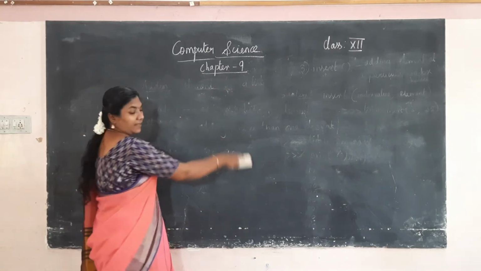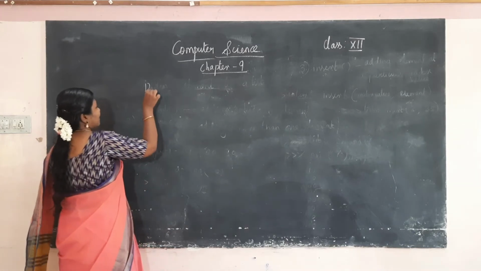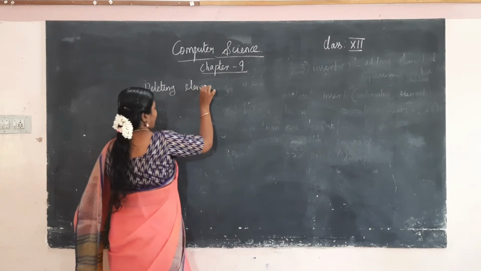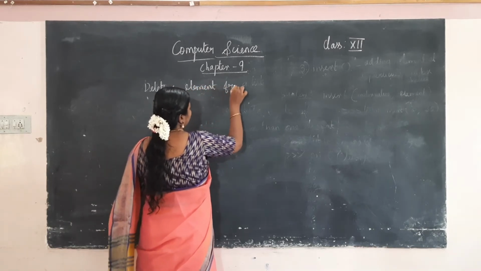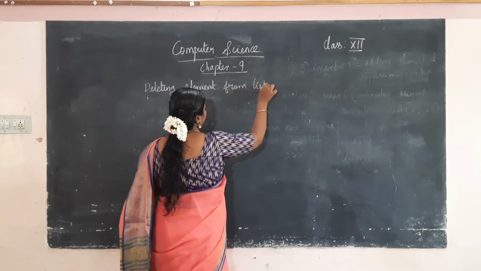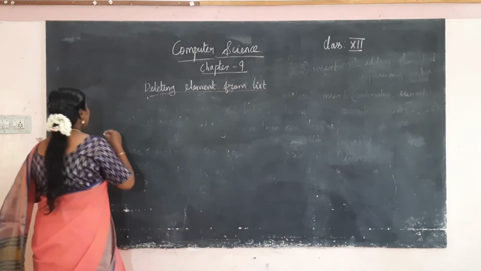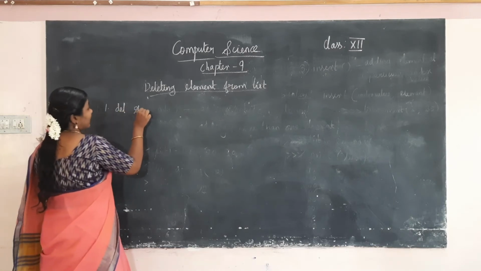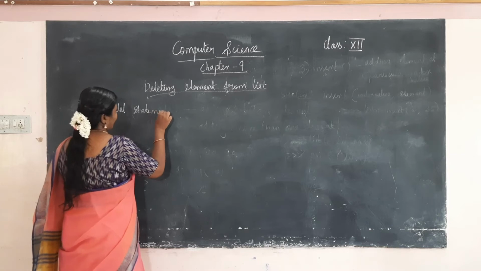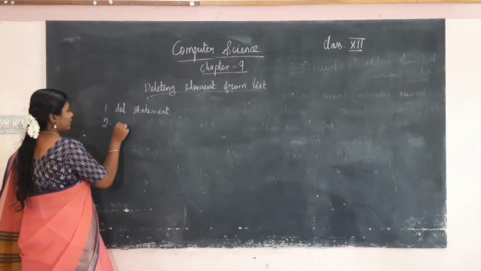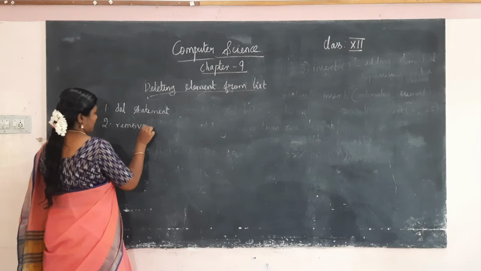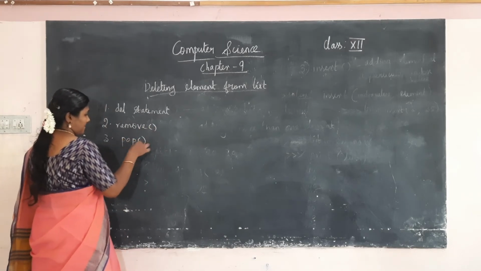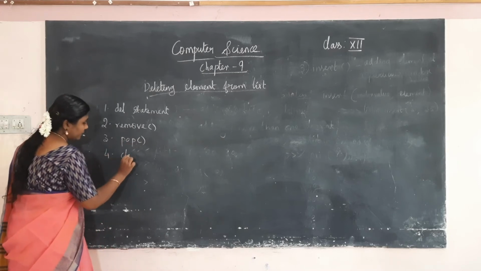So, deleting an element from a list. For this also, in Python we have some functions. What are all the functions? First one, we have the del statement, and then we have the remove function, and then we have the pop function, and then we have the clear function.